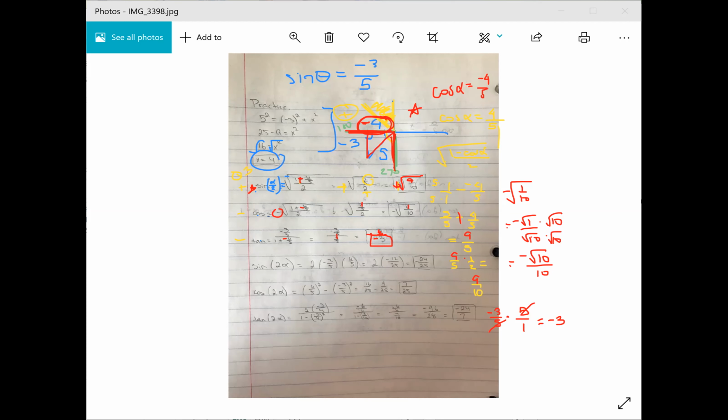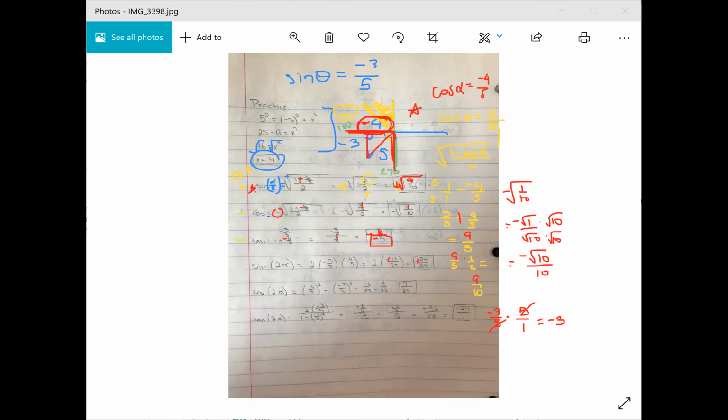Okay. And then for sine of alpha, you're doing the exact same thing. So you're just plugging in sine and cosine. So we have 2 times negative 3 over 5 times negative 4 over 5. So we have to multiply negative 3 times negative 4 times 2. Negative 3 times negative 4 is positive 12. Positive 12 times 2 is 24 all over 5 times 5, which is 25. So that's how you get sine of alpha.